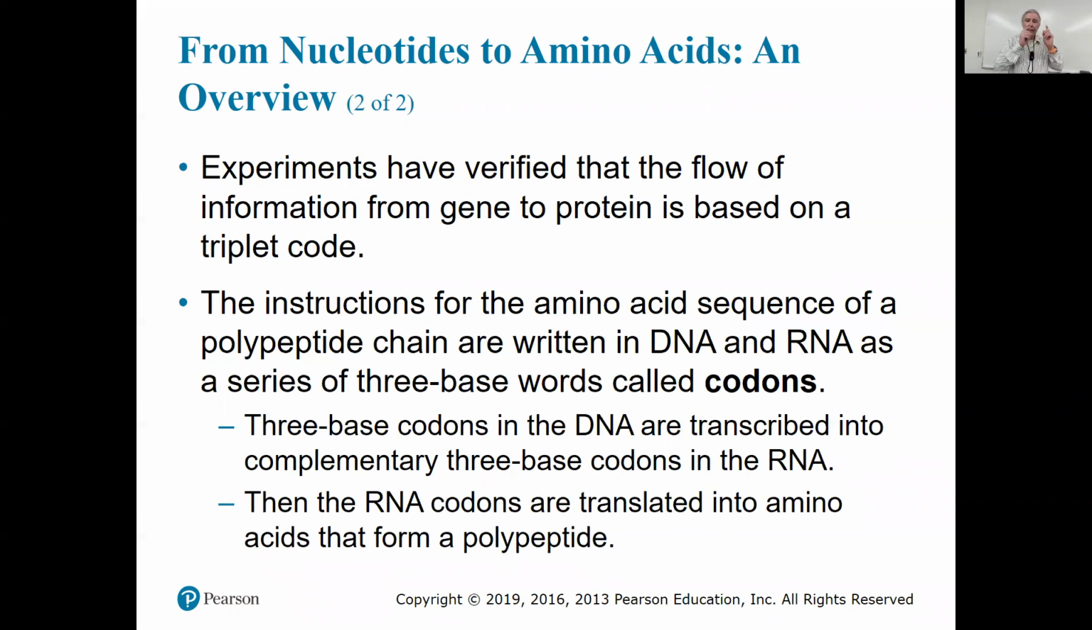3 letters in DNA code for 1 amino acid, and that's called a codon. So 3-base codons in DNA are transcribed into complementary 3-base codons in the RNA. Then the RNA codons are translated into amino acids to form a polypeptide. So it's a 3-letter code. The genetic code is 3 letters. 3 letters in the gene code for 3 letters in the RNA, which will code for 1 amino acid in the polypeptide.